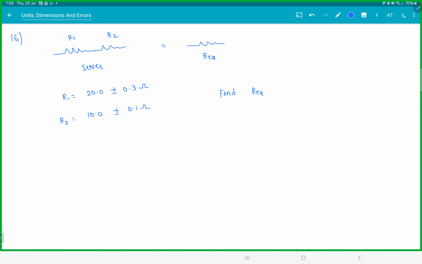This is easy. So just add it up. So R equivalent is R1 plus R2. So that will be directly 30.0 plus or minus 0.4 ohms. If they ask you for percent error, I didn't ask you, but if I'd asked you, 0.4 by 30 into 100, that would have been 40 by 30, 4 by 3. That's 1.3%. Clear?